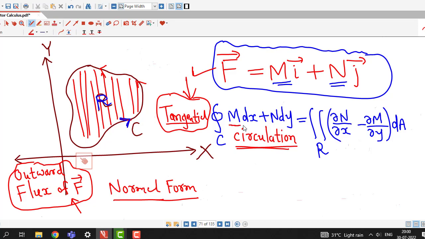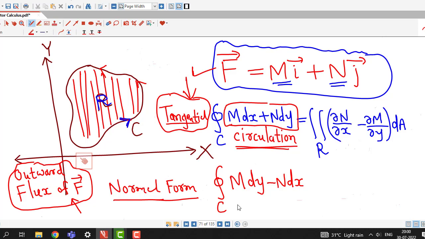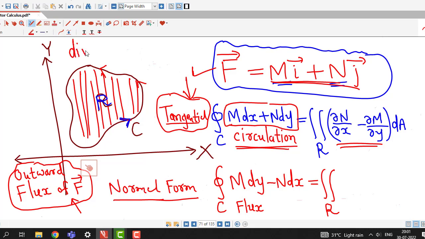And we discussed in the previous lecture that this M dx plus N dy is known as circulation curl, and if we consider the quantity M dy minus N dx, and integrate it along a closed curve C which encloses this region R, then this line integral will give me the value of the outward flux of the vector field f bar whose components are capital M and capital N. This is also given by a double integral, but instead of del N by del x minus del M by del y, here we will write the divergence of the given vector field f bar.